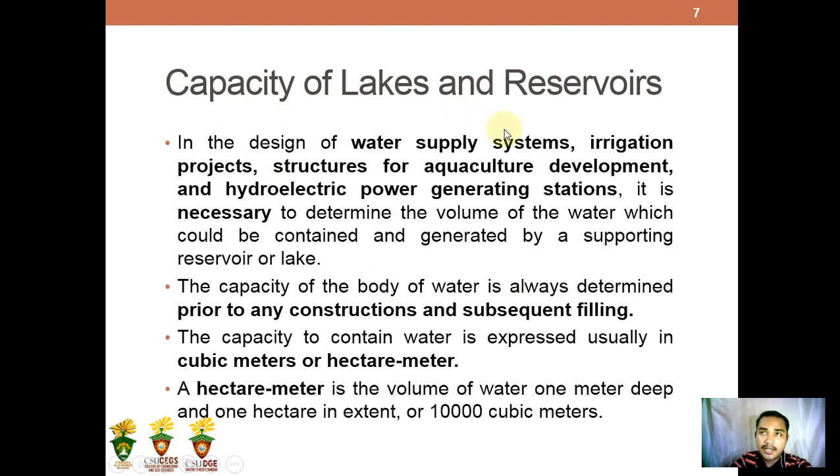So again, any construction that deals with waters, for example irrigation systems and bridges, it is always a necessity to determine the capacity of that specific water body before the construction begins. The capacity to contain water is usually expressed in cubic meters or in hectare meters, but the most popular is cubic meters. A hectare meter is the volume of water 1 meter deep and 1 hectare in extent, or 10,000 cubic meters.